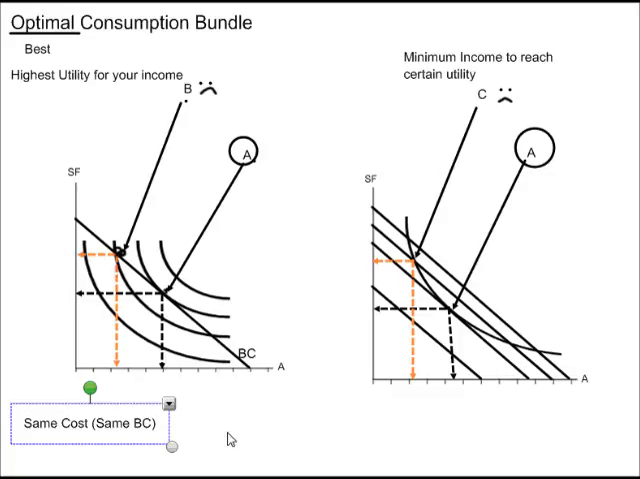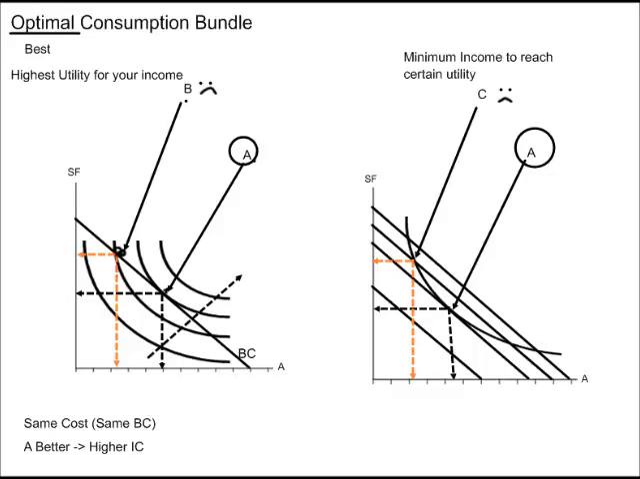Why? Combination A is optimal because it is on a higher indifference curve. Indifference curves that are further from the origin represent higher levels of happiness. Yes, A and B cost the same amount, but A creates a higher level of utility than B. That's why A is considered an optimal combination. They spend the same amount of money, they cost the same, but A produces a higher level of happiness.